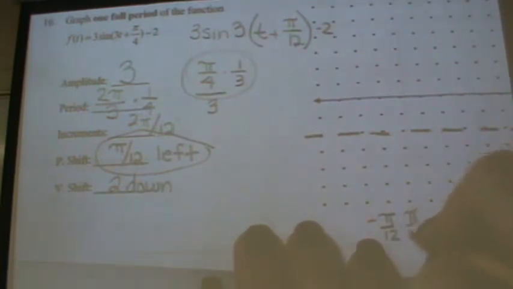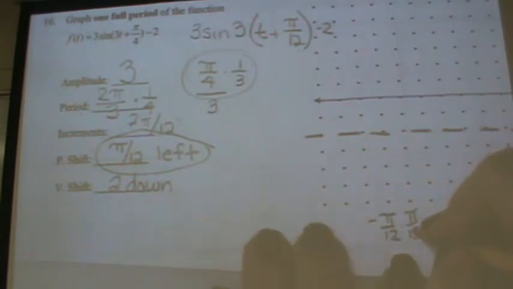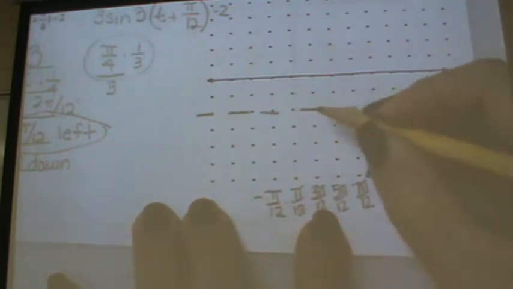Pi over 12. Now add 2 pi over 12 to that. 3 pi over 12. Add 2 pi over 12 to that. 5 pi over 12. Add 2 pi. 7 pi over 12. And let's stop for a second. She wants 1 full period. So that's good. You have to have five numbers down.